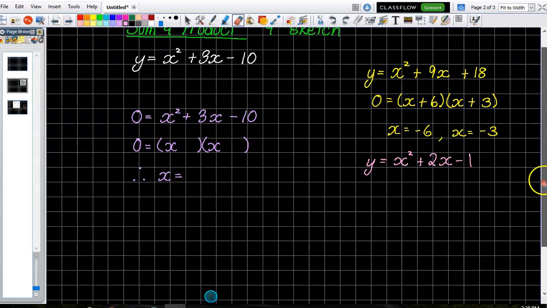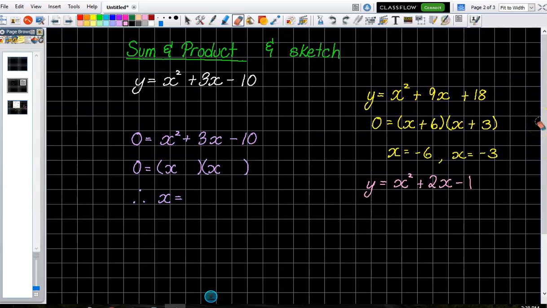So, correct me if I'm wrong, but are you all happy with factorizing? Need a little bit more practice when there's a number in front of the x squared, yeah? Maybe, we'll see. You could also solve your quadratic by completing the square, and we're happy with that.